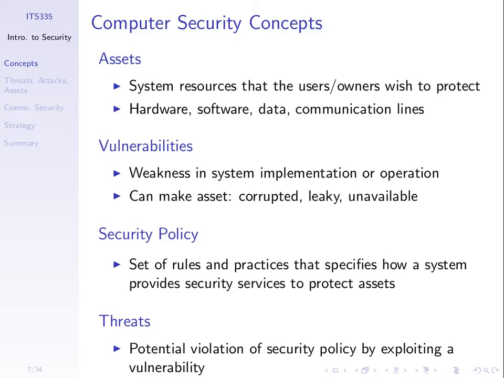Go back to the original objectives. So we had what? Confidentiality. A leaky asset compromises the confidentiality. A corrupted asset compromises the integrity. Something's changed. An unavailable asset compromises the availability of our computer system. There will always be vulnerabilities. It's very hard to have complex computer systems without vulnerabilities.